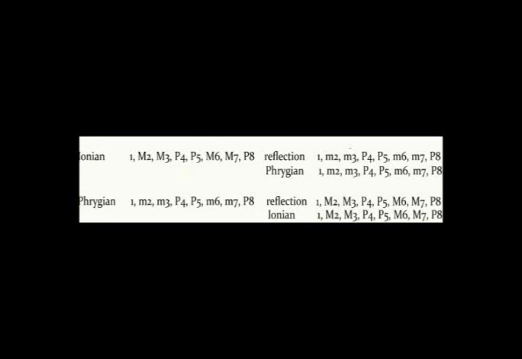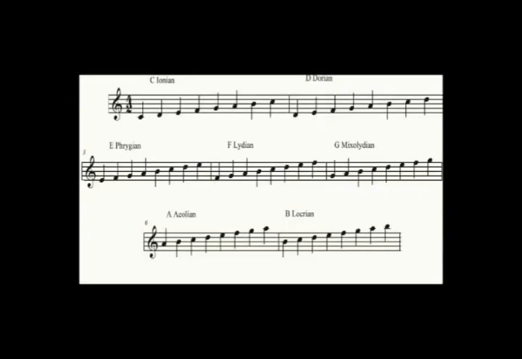The major 6th in Ionian becomes a minor third in Phrygian. The perfect fifth in Ionian becomes a perfect fourth in Phrygian. The perfect fourth in Ionian becomes a perfect fifth in Phrygian. The major third in Ionian becomes minor sixth in Phrygian. The major second in Ionian becomes a minor seventh in Phrygian. And vice versa.